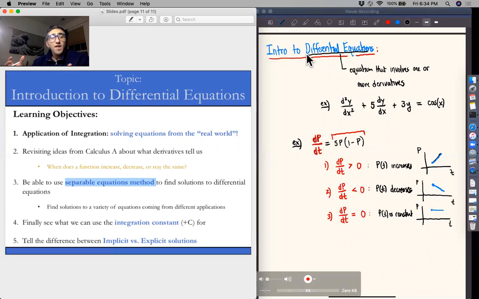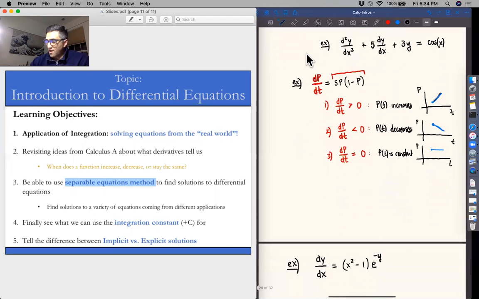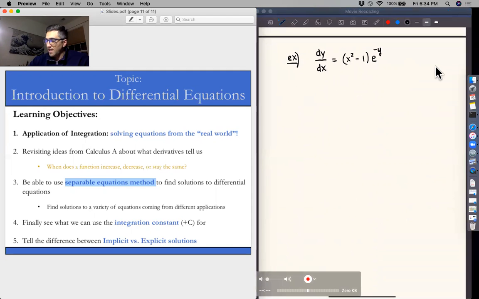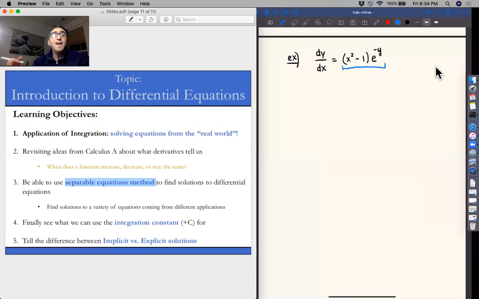So in this video, we're going to quickly go over an example of how to apply the separable equations method to solving a differential equation in Calculus B. For us, the example we're going to think about is this following differential equation. And remember, a differential equation is an equation that involves at least one derivative. For us, that derivative is dy/dx. And again, the right-hand side of this equation tells us basically how that function y changes with respect to x.